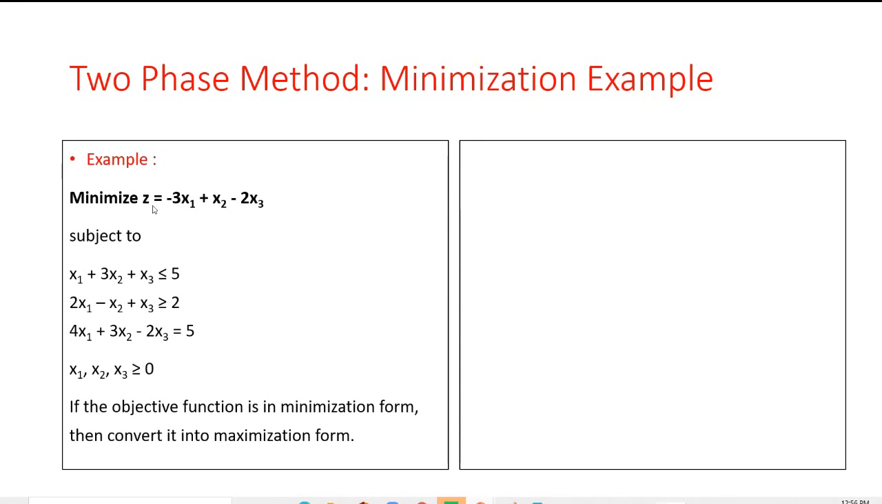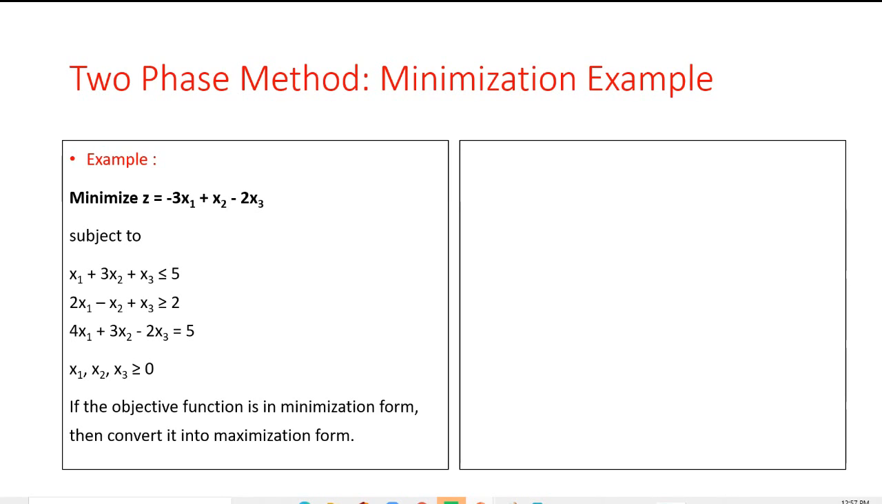Minimize z equals minus 3x1 plus x2 minus 2x3, subject to the constraints x1 plus 3x2 plus x3 is less than or equal to 5, 2x1 minus x2 plus x3 is greater than or equal to 2, and 4x1 plus 3x2 minus 2x3 is equal to 5, and the non-negativity constraints are x1, x2, x3 greater than or equal to 0.